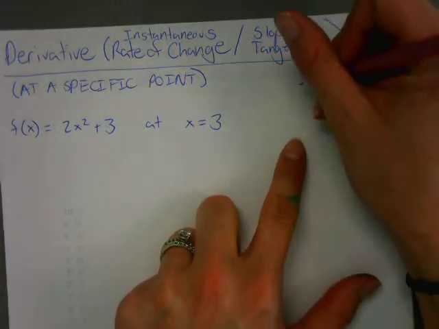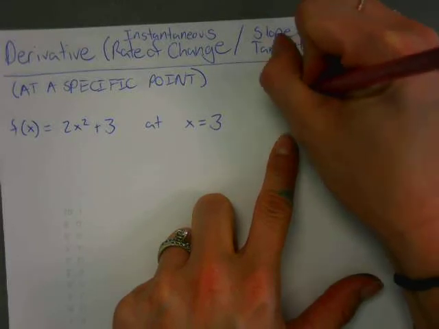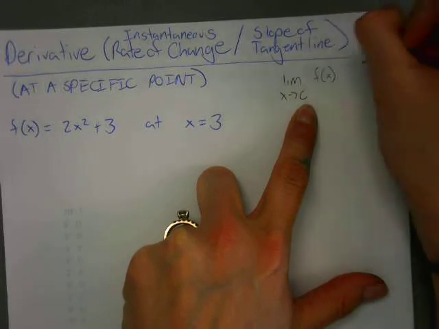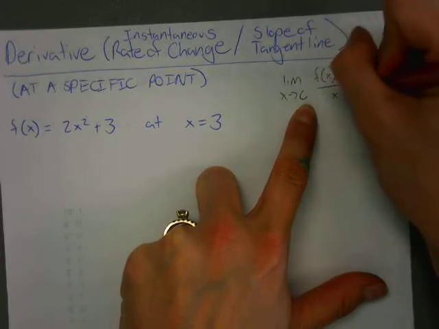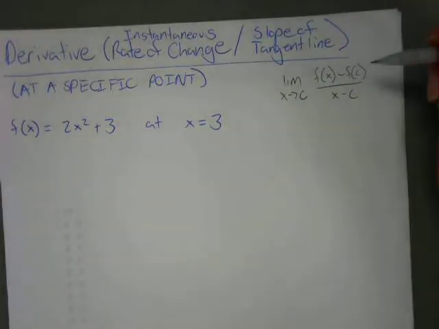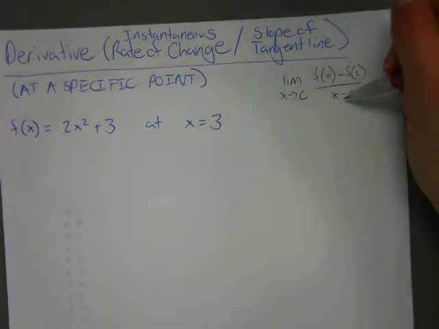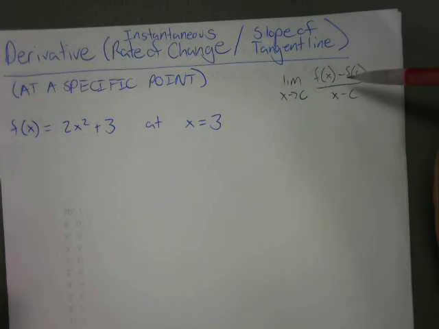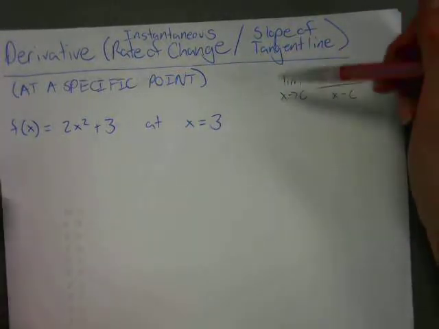One way we have to find that instantaneous rate of change is to find the limit as x approaches the specific value c of our change in f of x, so f of x minus f of c, over our change in x, or x minus c. So this is our average rate of change formula, but with the limit as x is approaching c, so that we're getting to the instantaneous rate of change where we're approaching one single value rather than two different values. So let's talk about how we could use this to find this derivative or this slope of the tangent line.